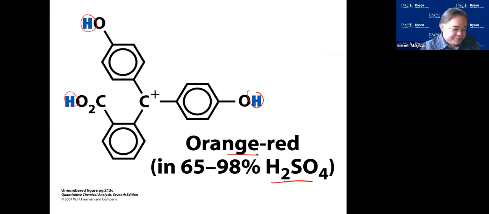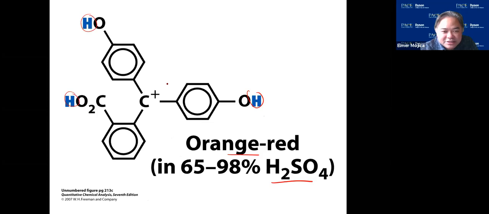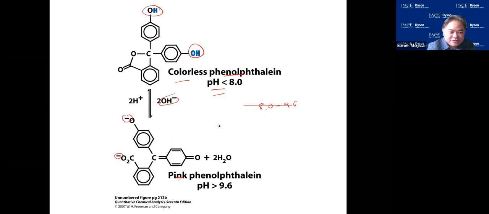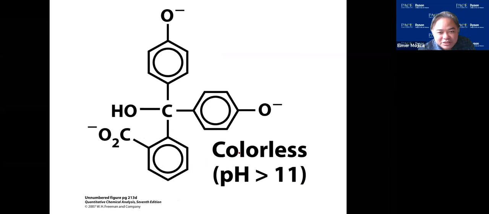Or if you're going to make it very basic, when you remove everything there, as you could see here, there's still a keto-enol form that you have here. Okay. So once you make it very basic, your phenolphthalein can go back to being colorless. So everything just depends on the color.